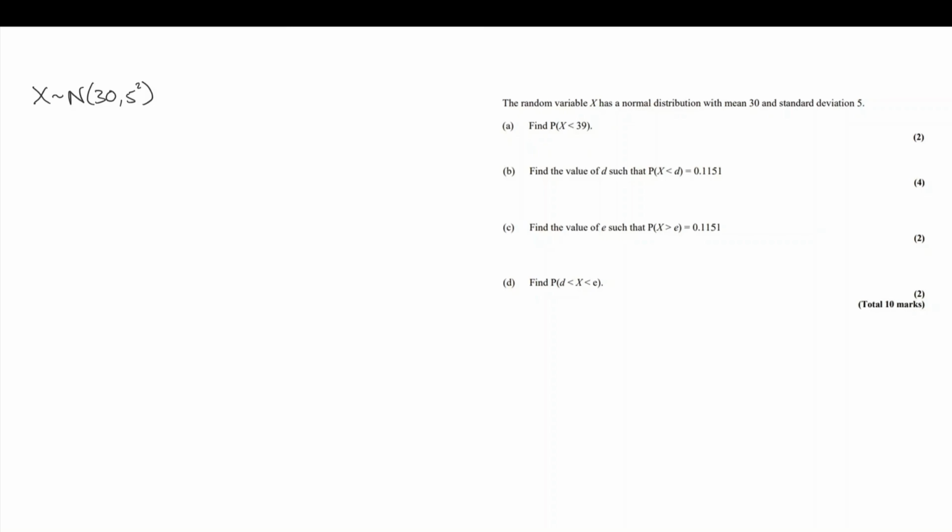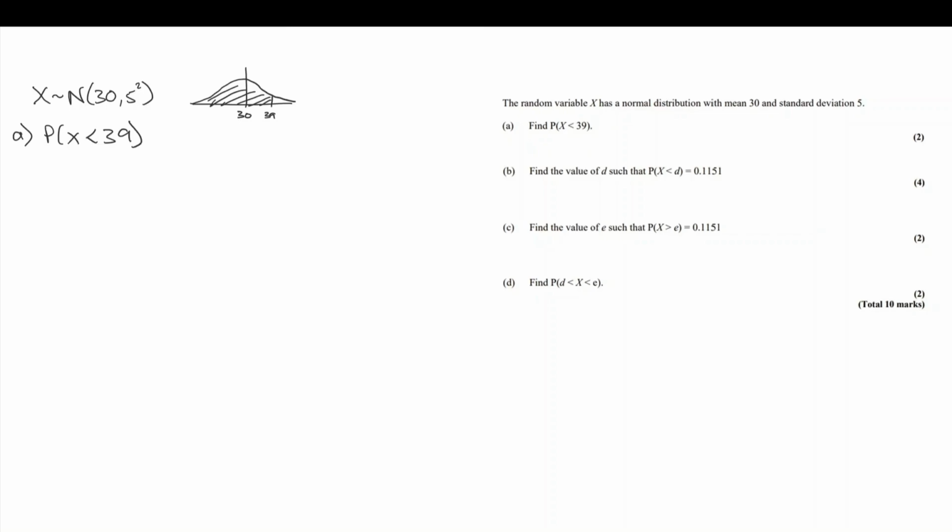We're asked to find the probability that x is less than 39. So the probability x is less than 39. What would that look like on the diagram? This will be our sense check. So less than 39 would be this area that I've shaded. We're expecting a large probability. When I say large, I mean bigger than 50%.